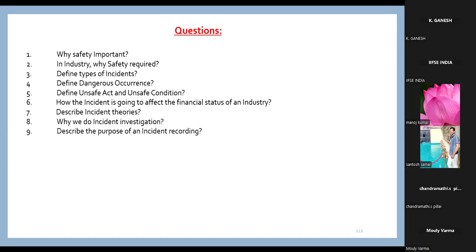How is an incident going to affect the financial status of an industry? We have seen this in terms of social cost, and direct and indirect cost to the management and to the society. Describe the incident theories. We have seen Heinrich's theory, Domino theory, and Bird's theory. Why do we do incident investigation? That we have seen. That is for root cause analysis.